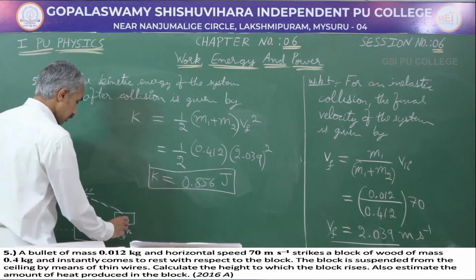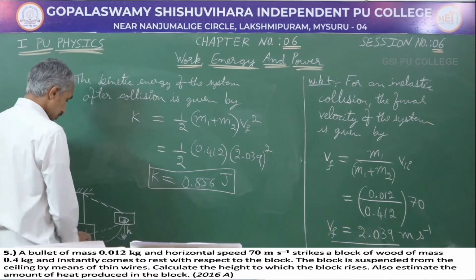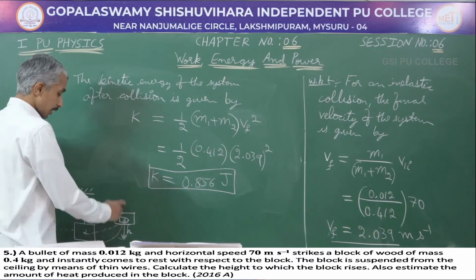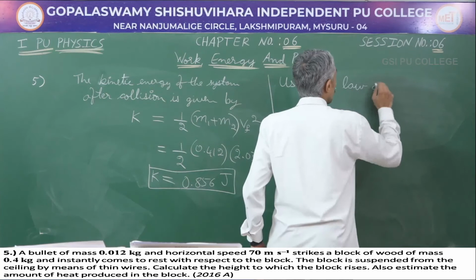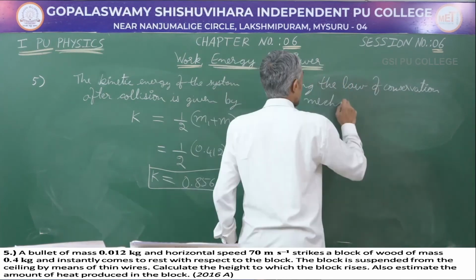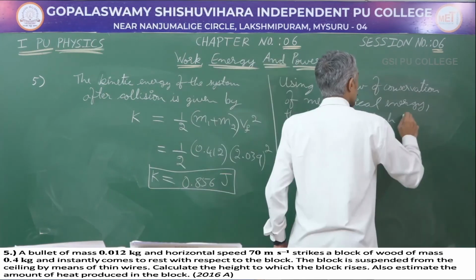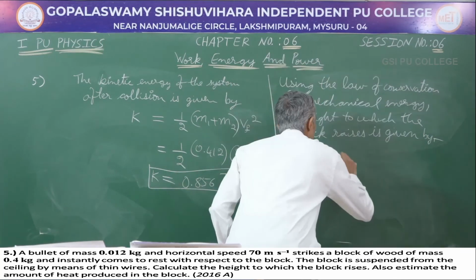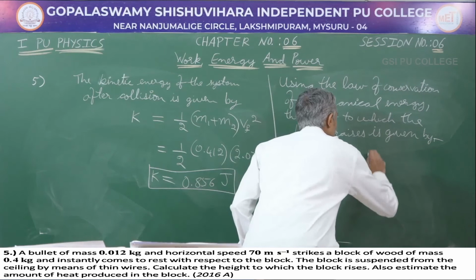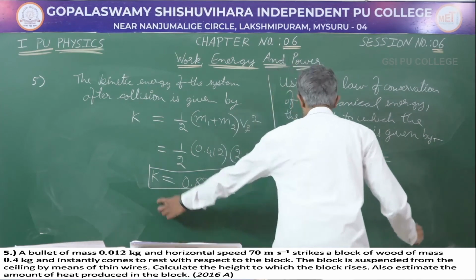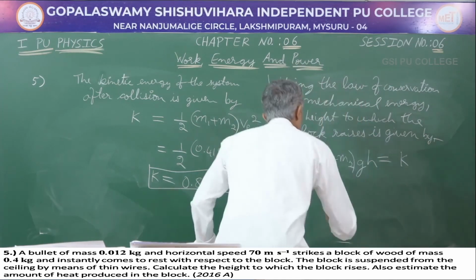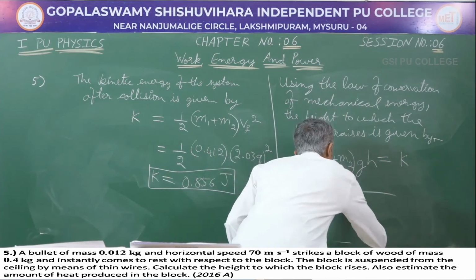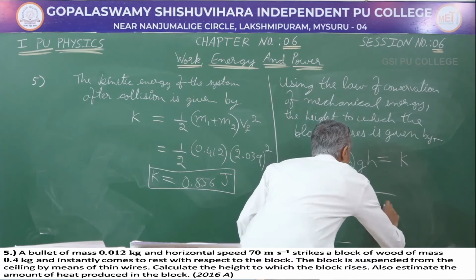So, equate the potential energy to the initial kinetic energy, we can find the height that the block has been raised. Using the law of conservation of mechanical energy, the height to which the block rises is given by (m1 plus m2) into g into h is equal to the kinetic energy K. So, the height h is going to be equal to kinetic energy divided by (m1 plus m2) into g.